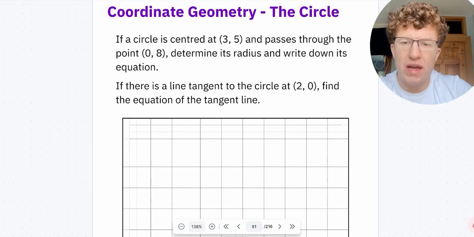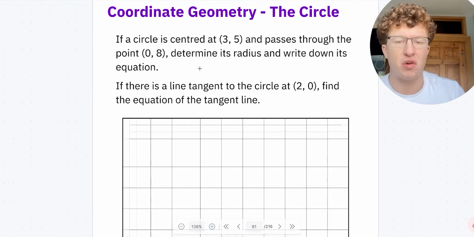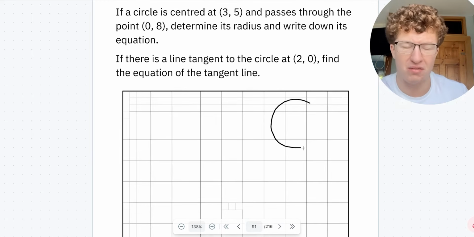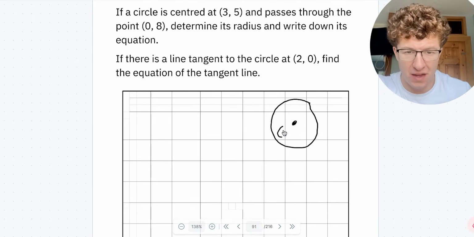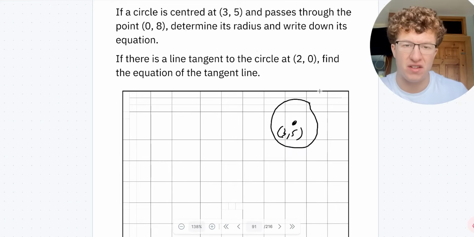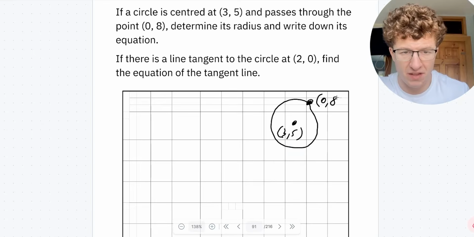Boom, done. Here we have a circle centered at 3, 5, and it passes through the point 0, 8, and we want to determine the radius of this circle. And then we have to write down its equation. So always with circles, I would say, just draw a sketch of what we're dealing with. Center's at 3, 5, so center's here at 3, 5. And a point 0, 8 is on the circle. Just guess, say 0, 8 is here, like that.